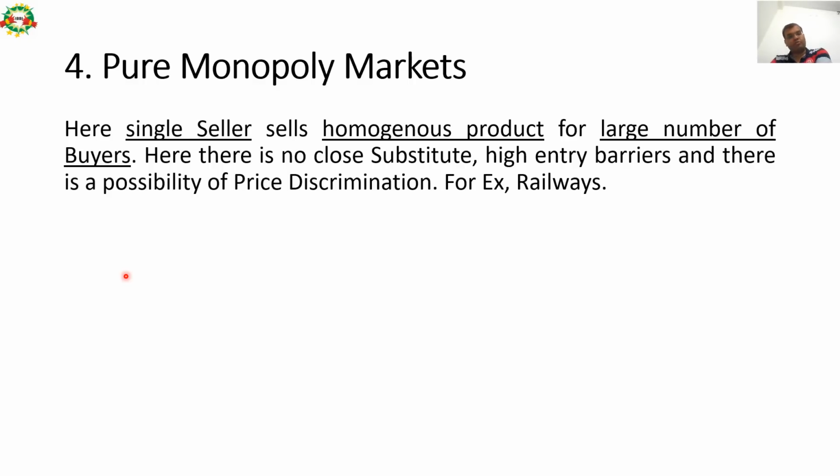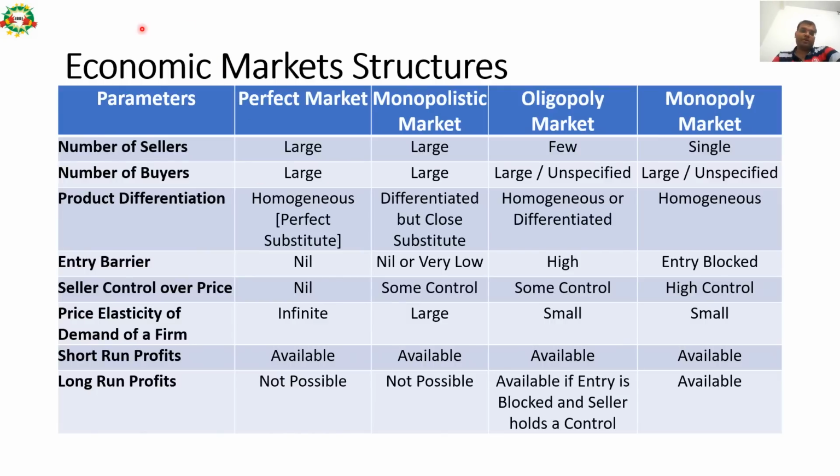So 1 mark theory question is very likely to come out of these four type of market structures. So if you understand this table, it is highly most likely you will be able to answer that 1 mark theory question if it comes from this topic of economic market structure.